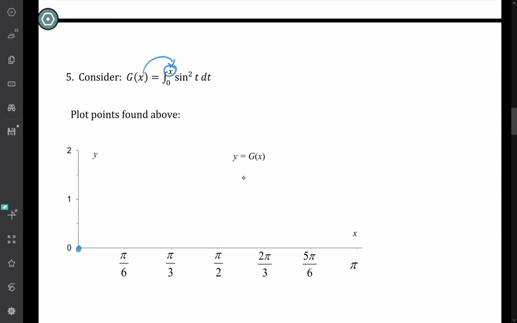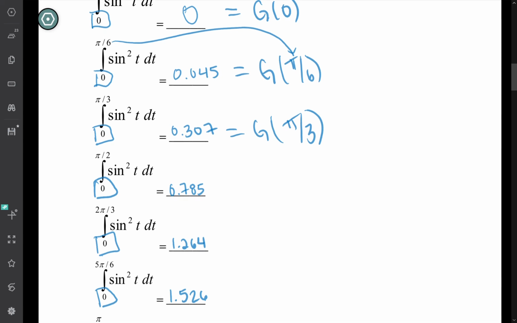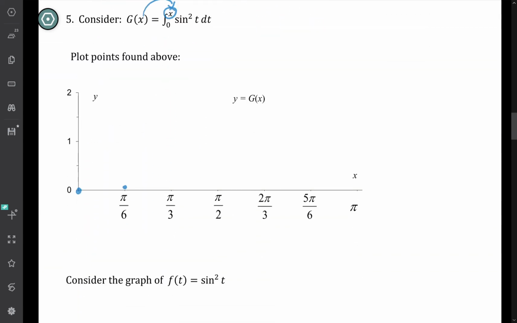So I know the first one was 0, 0. I know the second one was pi over 6 and then something really little, 0.045. And then we go up to about 0.3 and then almost 0.8. So this is 0.5. Let's see if I can not make a mess.